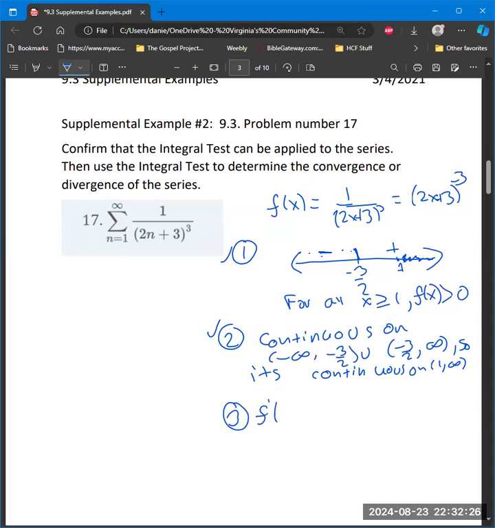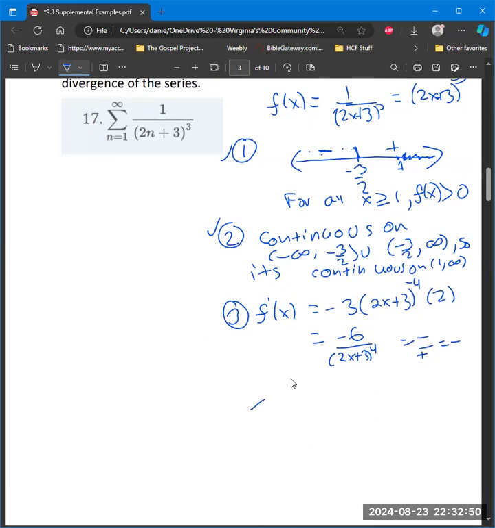So f prime of x is going to be negative 3 times (2x + 3) to the negative 4th times 2, which is negative 6 over (2x + 3) to the 4th. So I know this is always going to be positive down here. This is a negative over a positive, which is a negative. It's always decreasing on both pieces here.